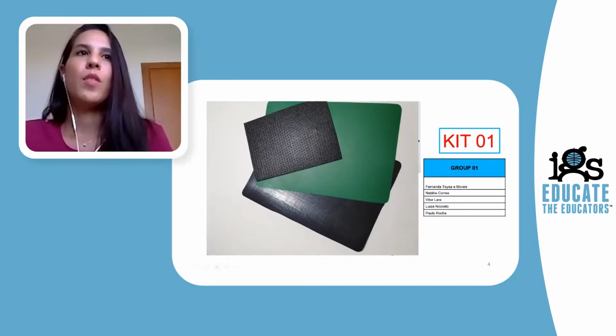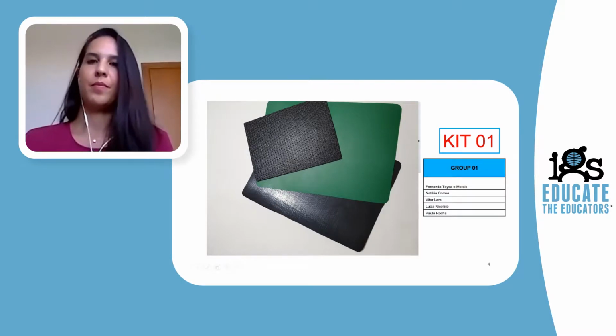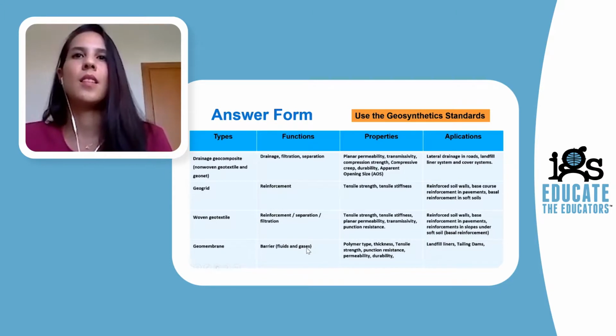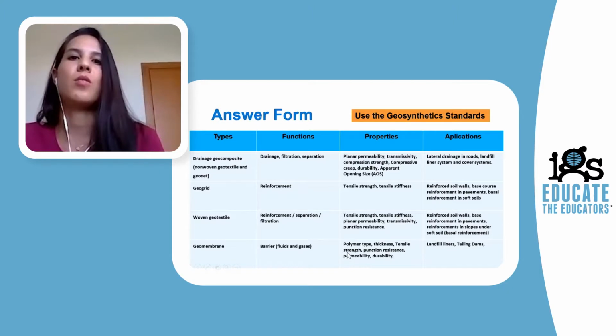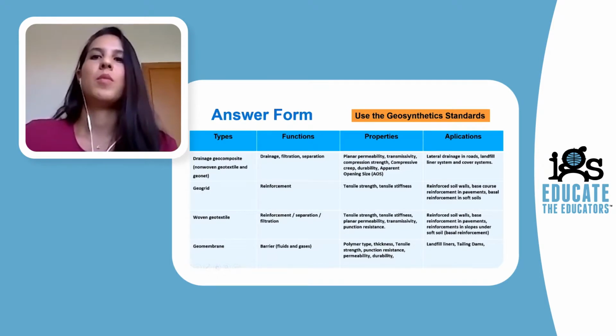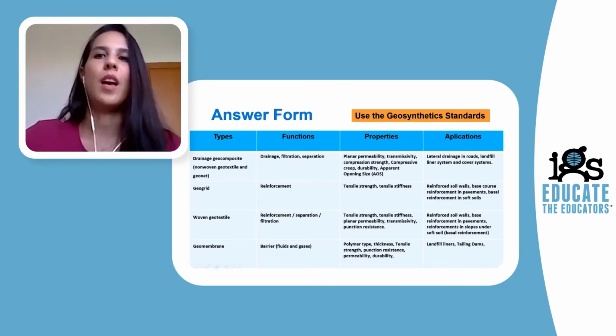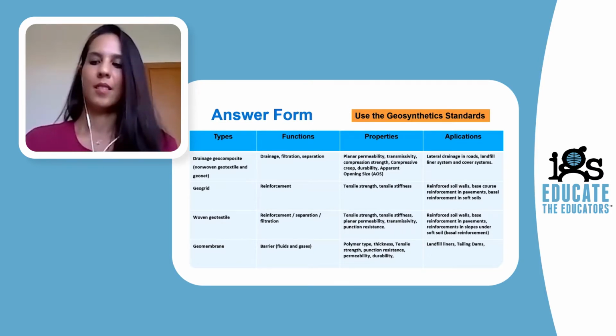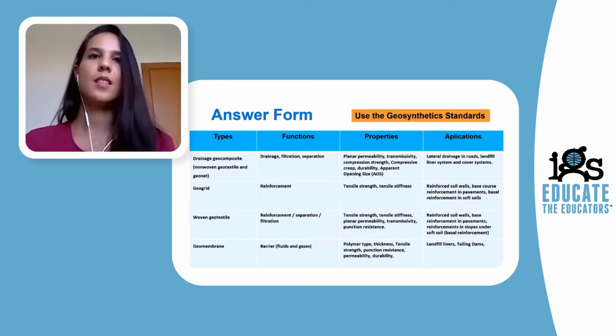And number 4, geomembranes, this here in the picture. The function is barrier of fluids and gases. And for the properties: polymer type, thickness, tensile strength, friction resistance, permeability, durability. In applications, we can use geomembranes in landfill liners or tailing dams, for example. That's it.